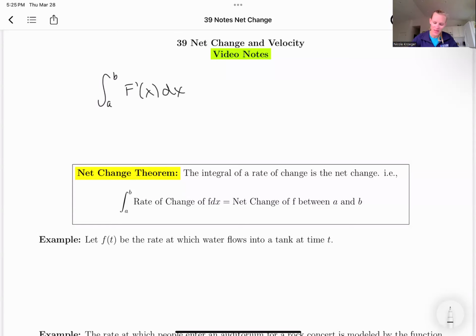So this piece here is a rate of change of the function f, because remember, derivatives tell us slopes of tangent lines or rates of change. And then what we're doing over here is we're taking the original function and we're subtracting this. So this is the net change in f as x goes from a to b.